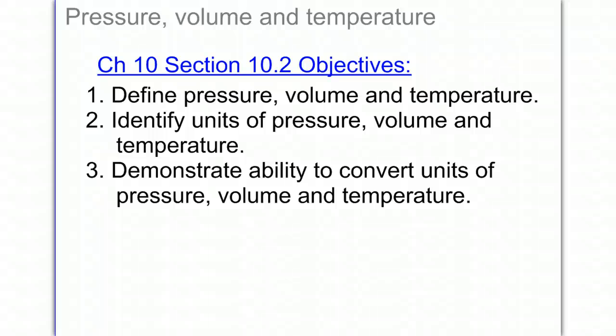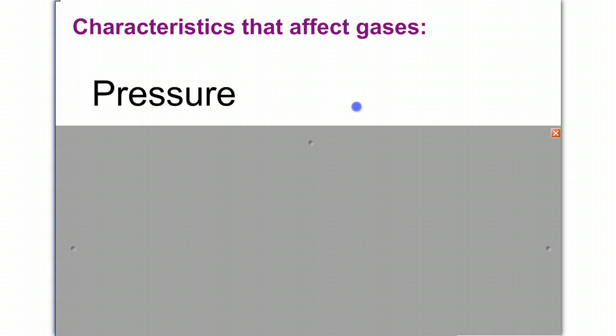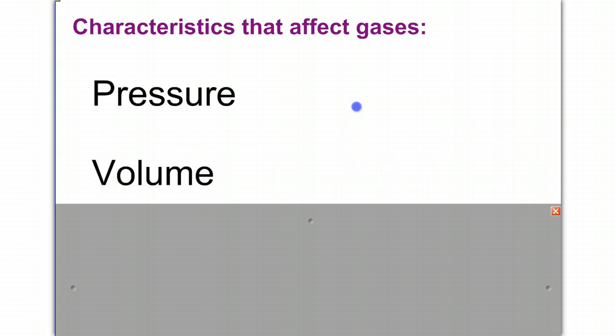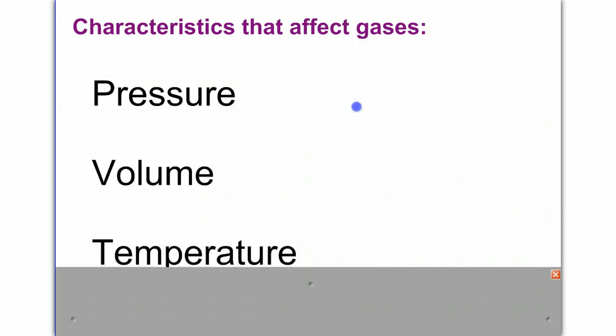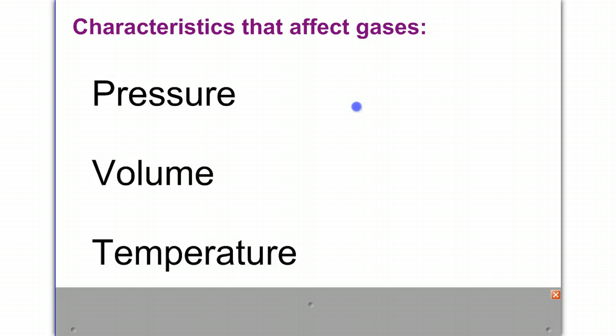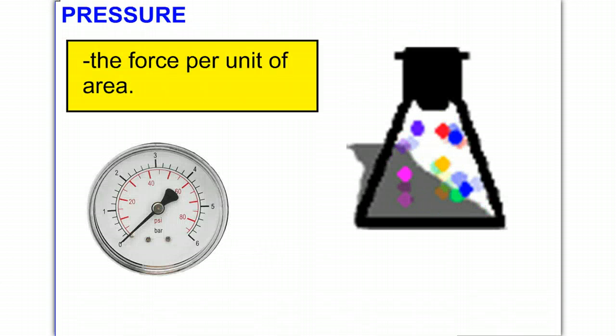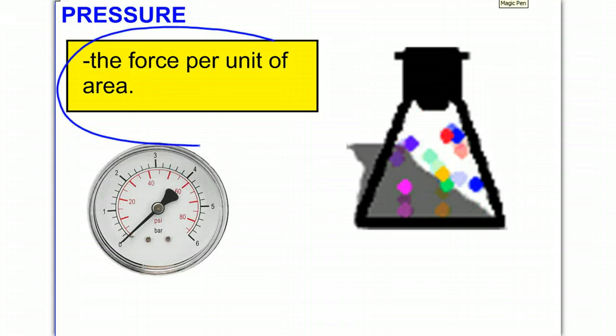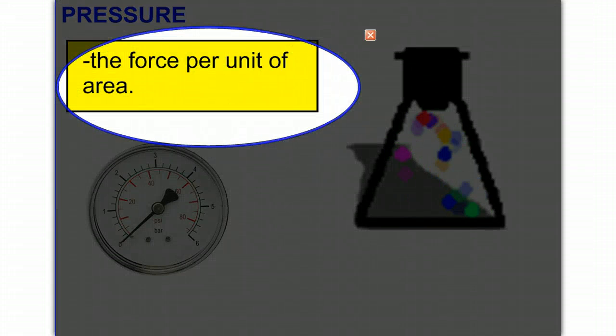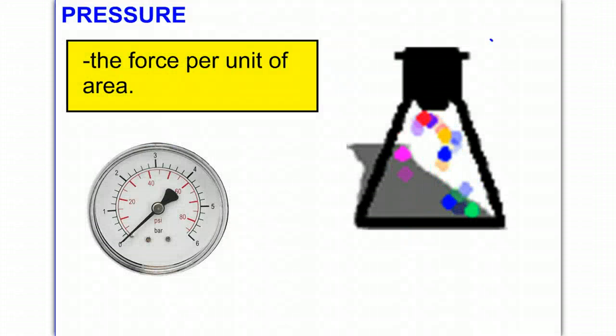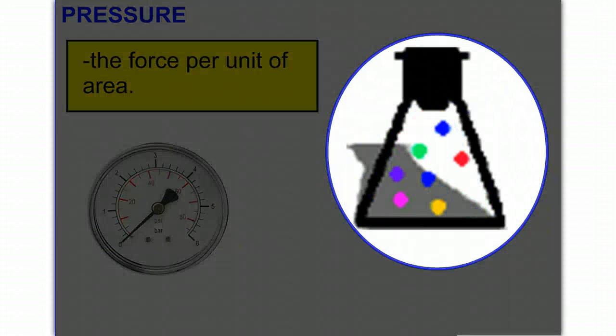Chapter 10, Section 10.2. There are three characteristics that will affect a gas. The first is pressure, represented with a P, volume, represented with a V, and temperature, represented with a capital T. Pressure is going to be the force per unit of area. When a gas molecule collides against the wall of its container, it exerts a force.